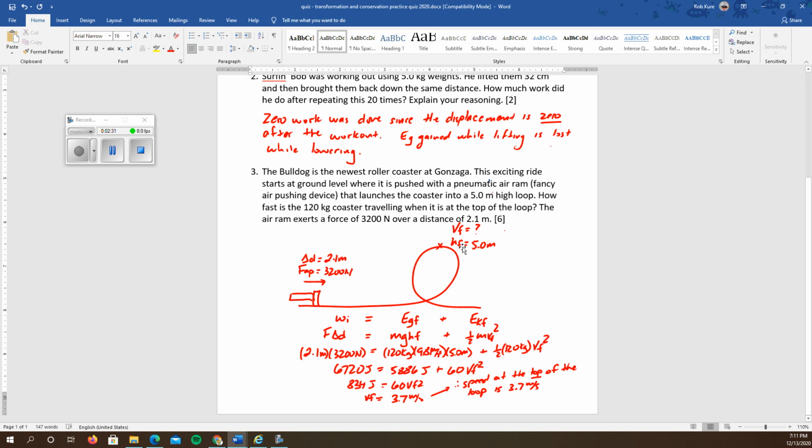So up here at the top of this loop, I'm traveling 3.7 meters per second, and that's what keeps me inside my seat. Make sure you do a little bit of practice. Next steps are going to be looking at what happens when we're not 100% efficient. Take care.